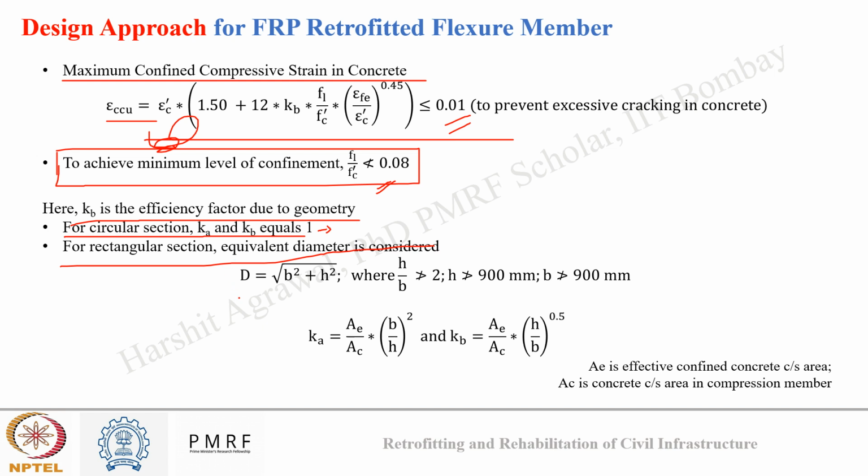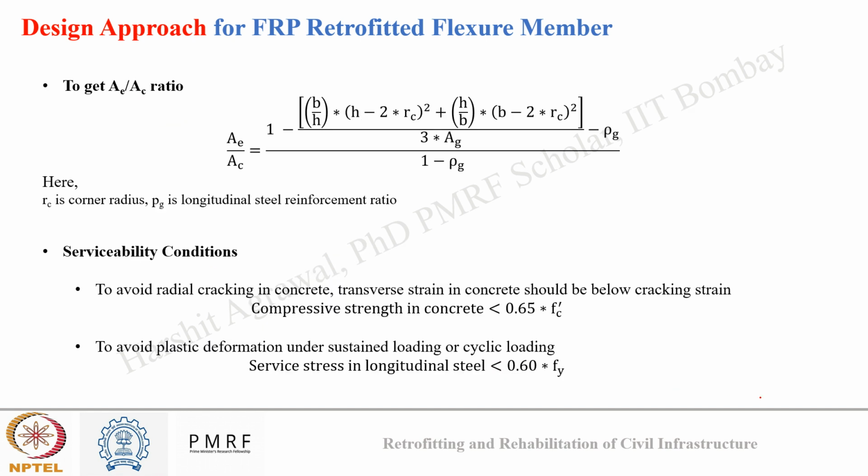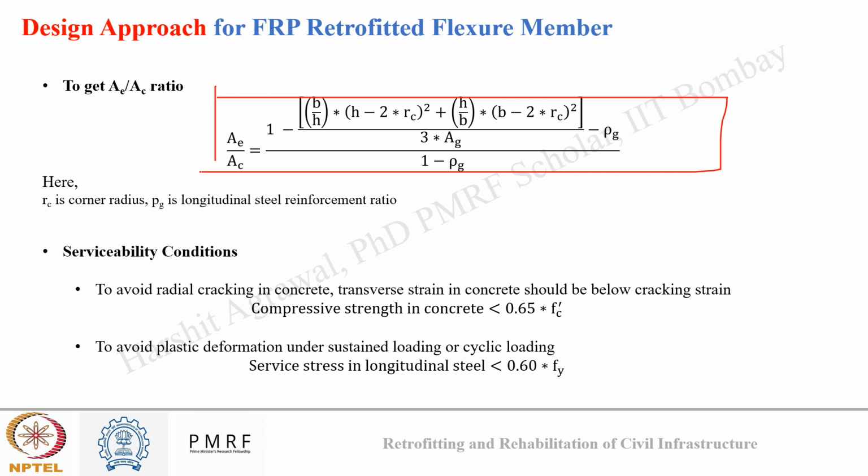To determine this efficiency factor, I first need to determine D, which is the effective diameter, which is nothing but the square root of b squared plus h squared. And from those, we can determine the K and Kb values. Here Ae is the effective confined area of concrete, and Ac is the concrete in the compression member. The ratio of Ae by Ac is governed by this equation, where Rc is the corner radius and rho g is the longitudinal steel reinforcement ratio.